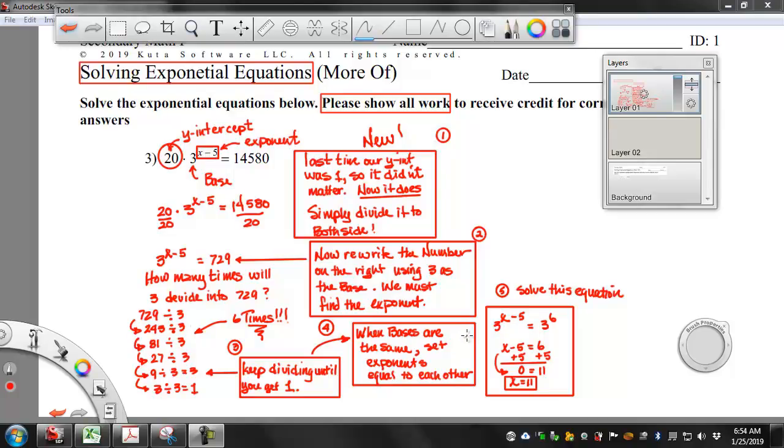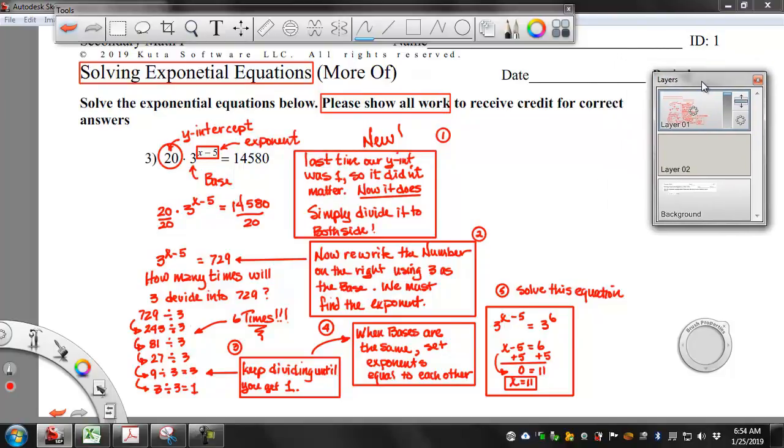Okay, students, in this video we're going to keep solving exponential equations, so we're just doing more of what we did before. And what I'd like you to do, from what I noticed the other day, some of you weren't showing your work, and I need to see all your work. Okay, so please do that so I can give you a better score on your assignments.